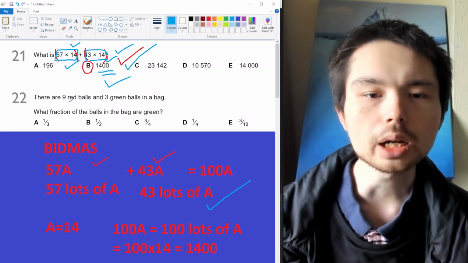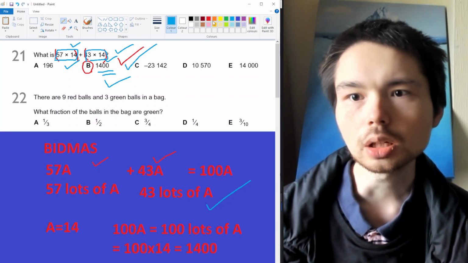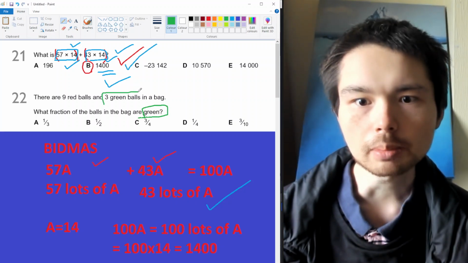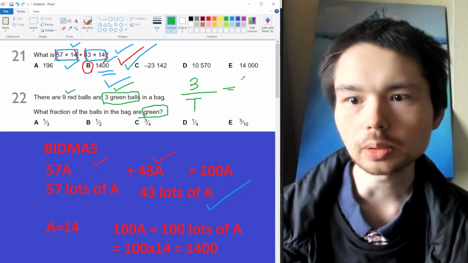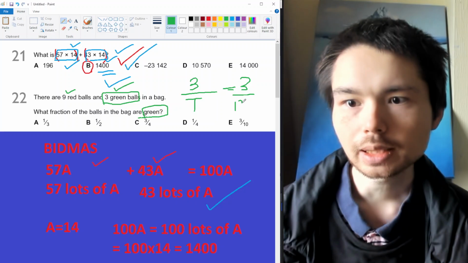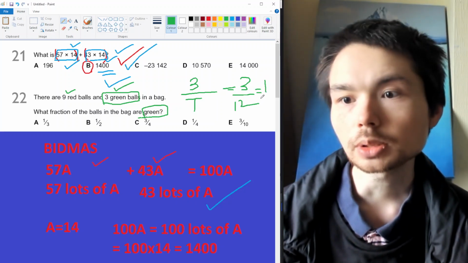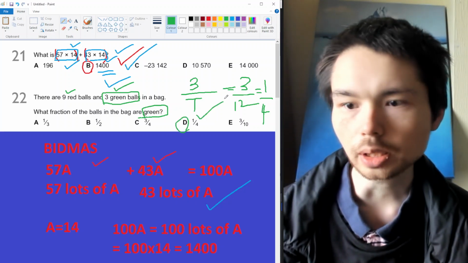Question 22. There are 9 red balls and 3 green balls in a bag. What fraction are green? Underline the key number. 3 out of what? The total. How do we get the total? We add the two numbers together, so it's 3 out of 12. Simplify this fraction. Both 3 and 12 are in the 3 times table. It becomes 1 over 4. A quarter is the answer.